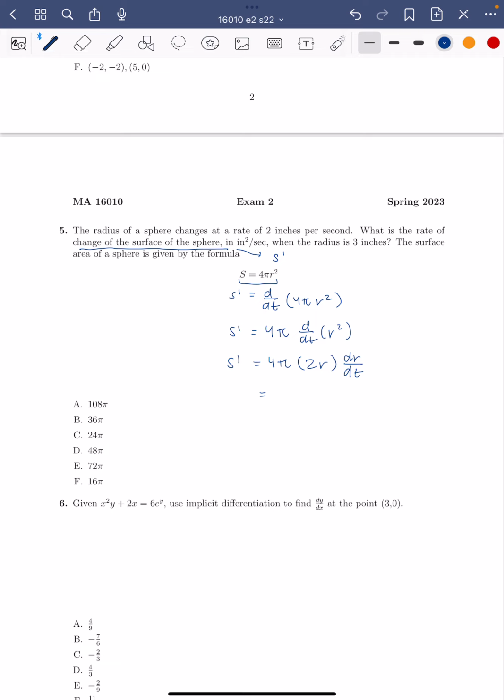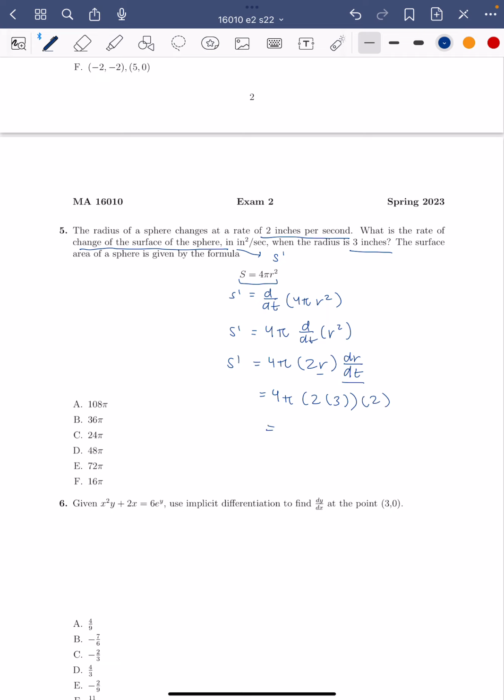From this equation, we can solve for the rate of change at this point. We know the radius and we know the rate of change of the radius. Both of those are given in the problem. So let's plug in numbers. We have 4 pi times 2 times the radius, which is asked when it is 3 inches, so we plug in 3 here. And then dr dt, the radius changes at a rate of 2 inches per second, so we plug in 2 here.